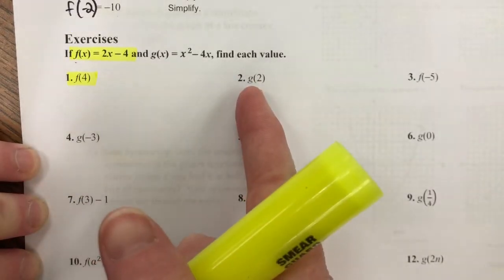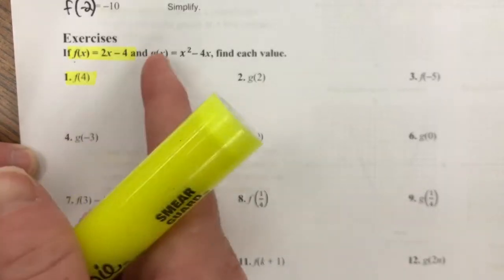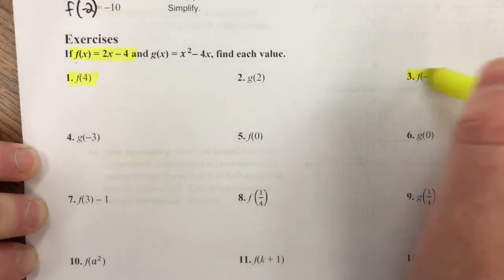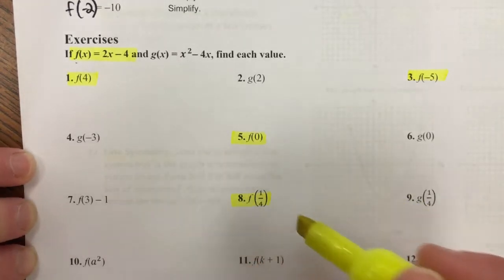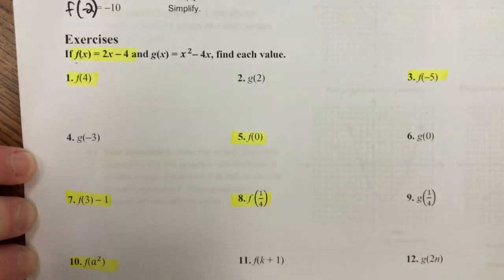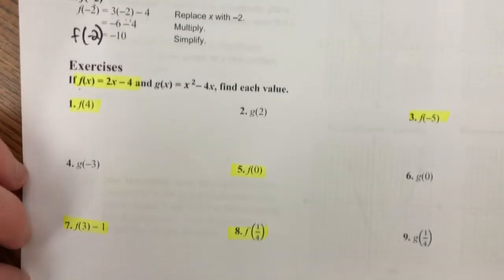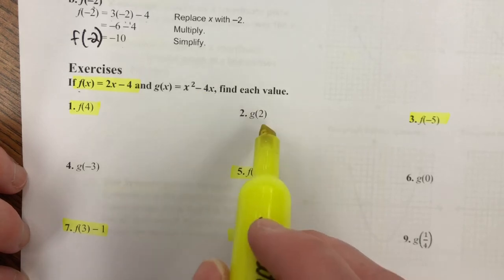This one says g of x. So I'm not using the f of x function. I'm going to use the g of x function with that one. This one's f, so I'm going to use f. This one's f, this one's f, and so on. Anything that starts with an f, I'm using with the f function. Anything that starts with a g, I'm using with the g function.